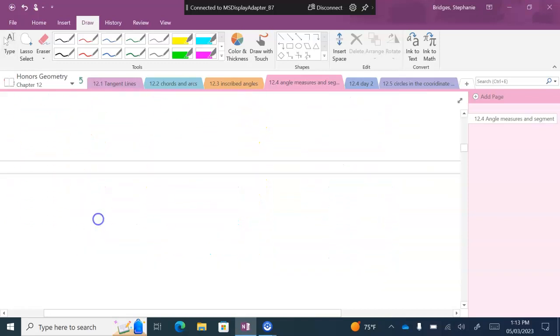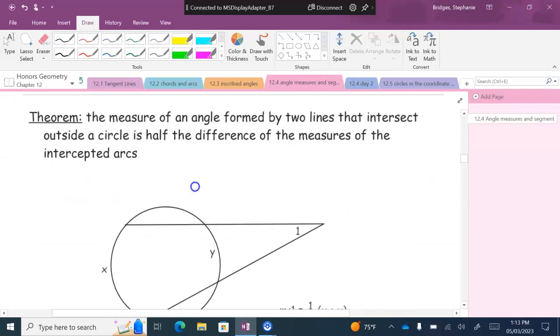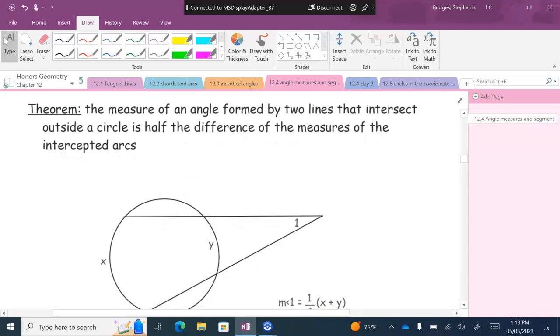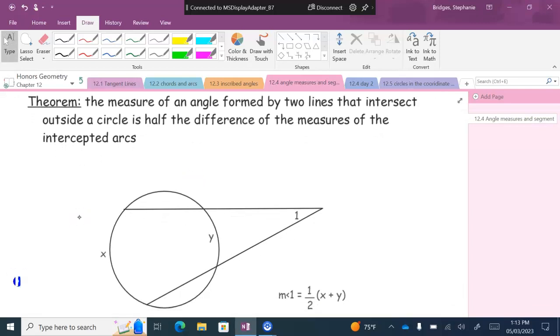Okay. All right, here is another theorem. I'm going to give you a minute to write that down. We're going to learn about several different angles today and how to find them.